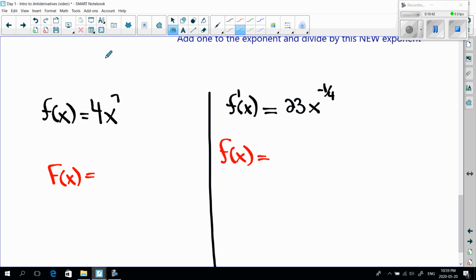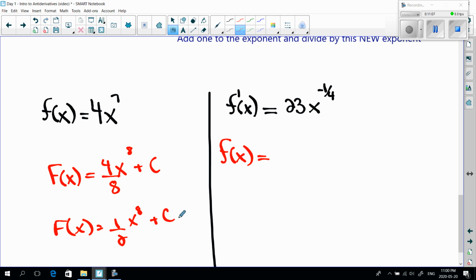Here's a couple of examples. I like to add 1 first, so 7 becomes 8, and then I divide by that new exponent. Don't forget your plus c. Simplifying, I would get 4/8 to reduce to 1/2 x to the 8th plus c. Check your answer if you want. 8 times 1/2 is 4, x to the 8 minus 1, 7. The derivative of a constant c would be 0.